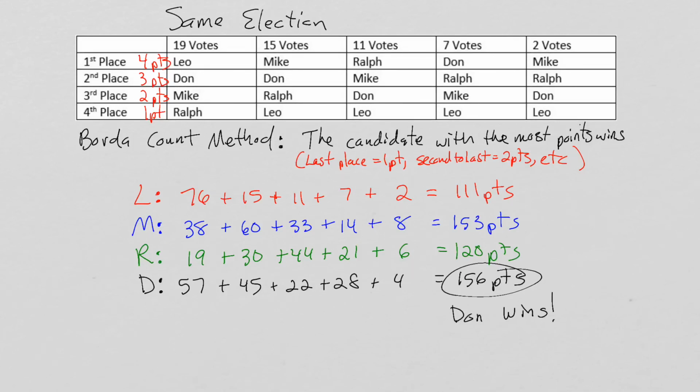Okay, we still have one more method to go, and that's going to be in the next video. So stay tuned for that. Make sure you click on the other video for part 2, and also talk about Hamilton's apportionment.